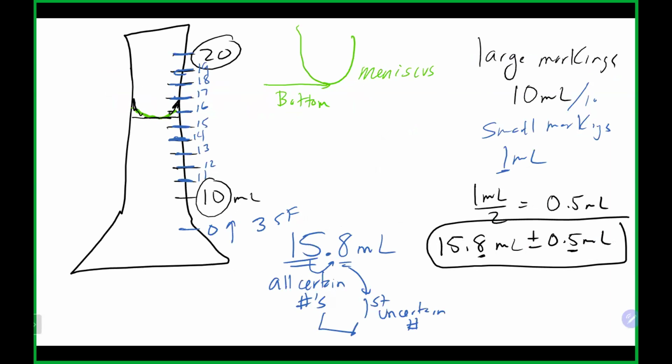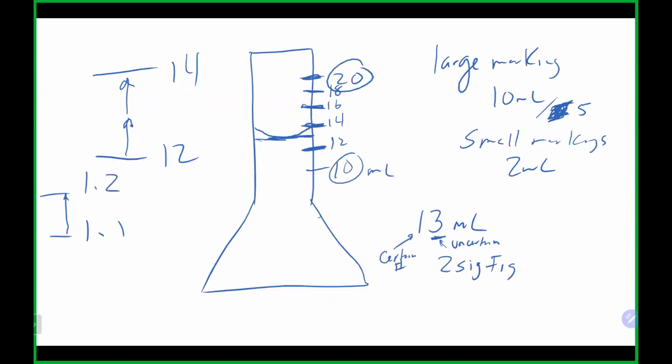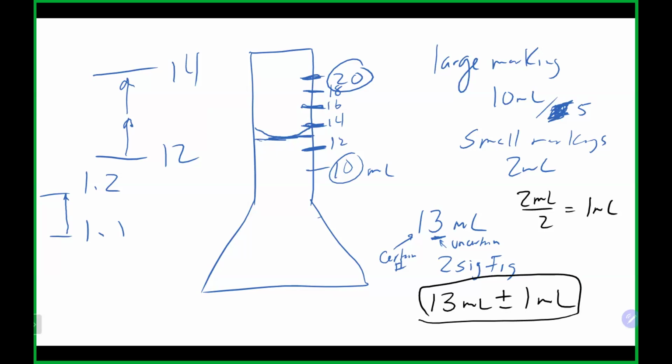This dividing by 2, the smallest markings, works really great for this as well. If I took this guy and divided it by 2, that gives me 1 milliliter, right? And that works perfect with my 13 milliliters plus or minus 1 milliliter, right? So again, when you take measurements in lab, they definitely want you to include the plus or minus part of it with your measurement. Any questions on that there?